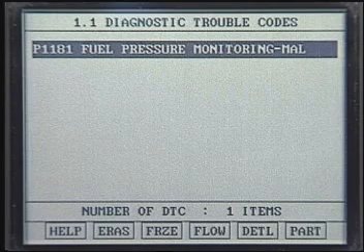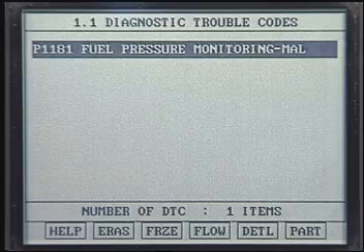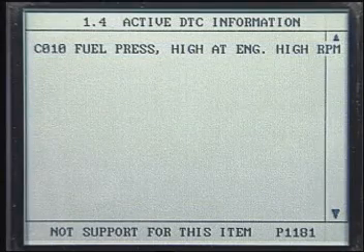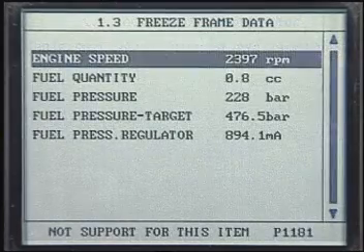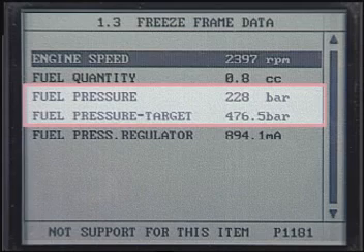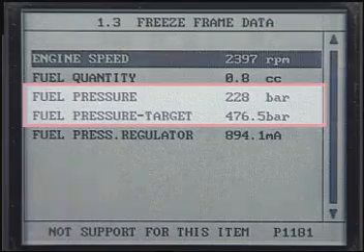The Hi-Scan then indicates a P1181 fuel pressure monitoring malfunction, and the related cause code of C010, fuel pressure high and engine RPM high, is shown. At this time, the measured value of the fuel pressure sensor illustrates the difference between the actual value and the target value for fuel pressure.